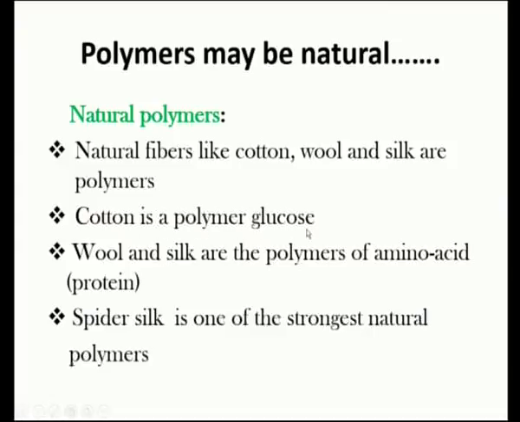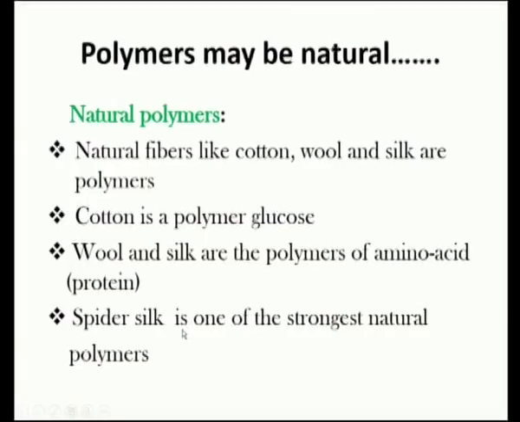Cotton is a polymer. Glucose is the monomer present in cotton fiber material. Wool and silk are polymers of amino acids. Why? Because animals are made up mostly of proteins, which are again made up of amino acids. The monomer, amino acid, gives polymers like proteins. Spider silk is one of the strongest natural polymers.